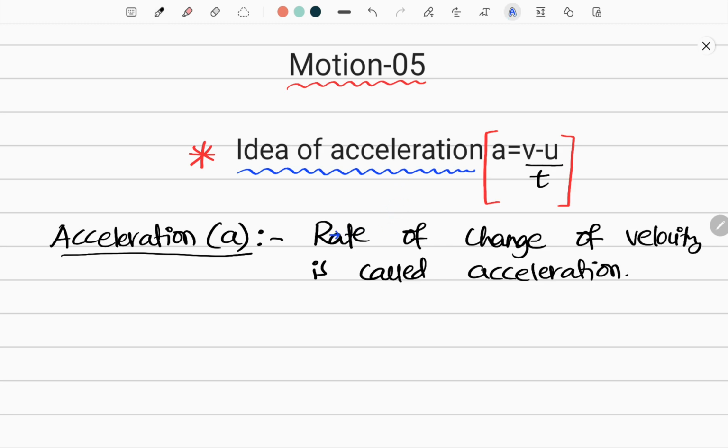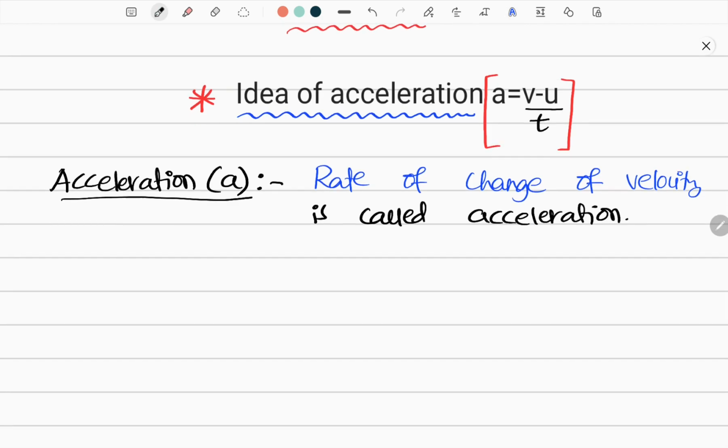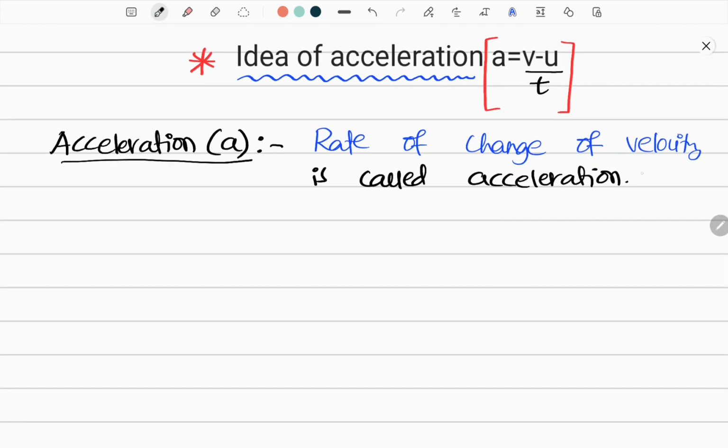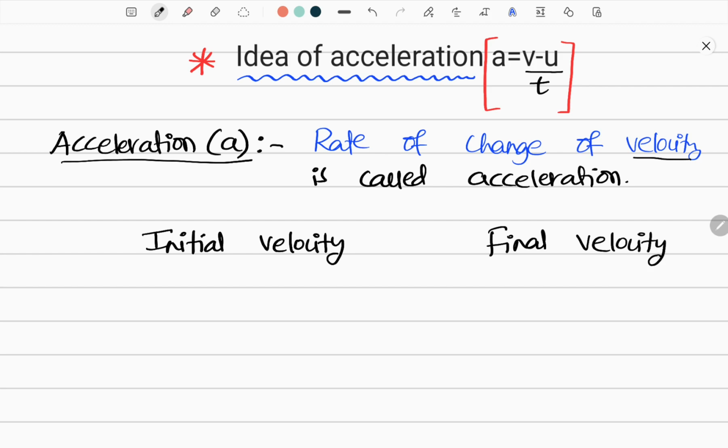All right, you must be thinking, what is this rate of change? I'll explain. What is the meaning of rate of change of velocity? Now, in the previous class we already discussed the meaning of velocity. Now for this velocity, we use two words: initial velocity and final velocity. The initial velocity symbol is small u, and the final velocity symbol is small v.